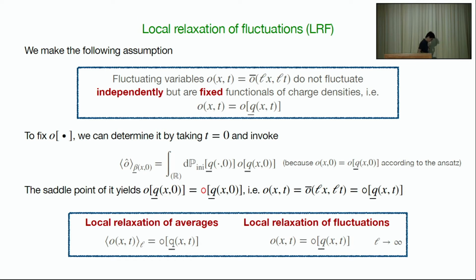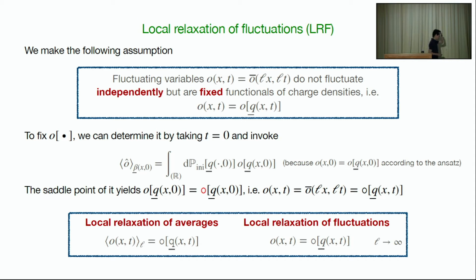So the question is, how are we going to determine this functional form, which is yet unknown? We can luckily do it quite easily by invoking the fact that at t equals 0, we can invoke this kind of path integral formula because we know that the initial fluctuation measure should be given in this way, as I stated in the previous slide. So we use this fact, and by taking the saddle point, we can actually see that this functional form is the same as what we used in hydrodynamics, meaning that what we used for this kind of expression, which is a local relaxation of averages.